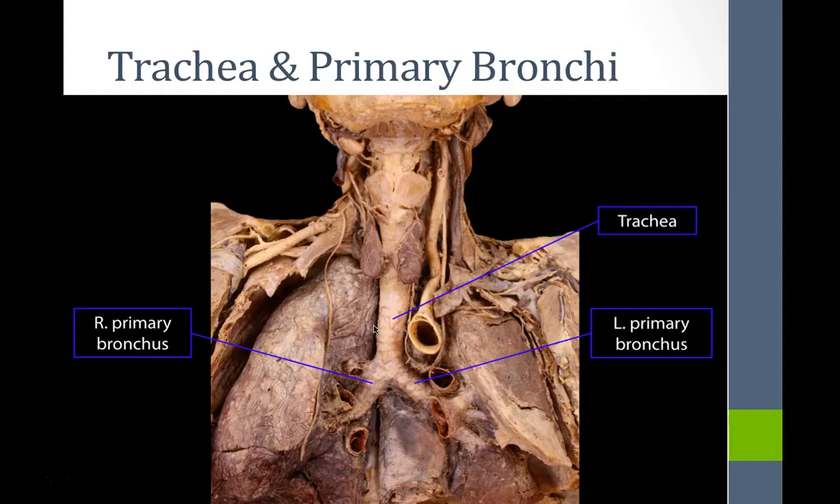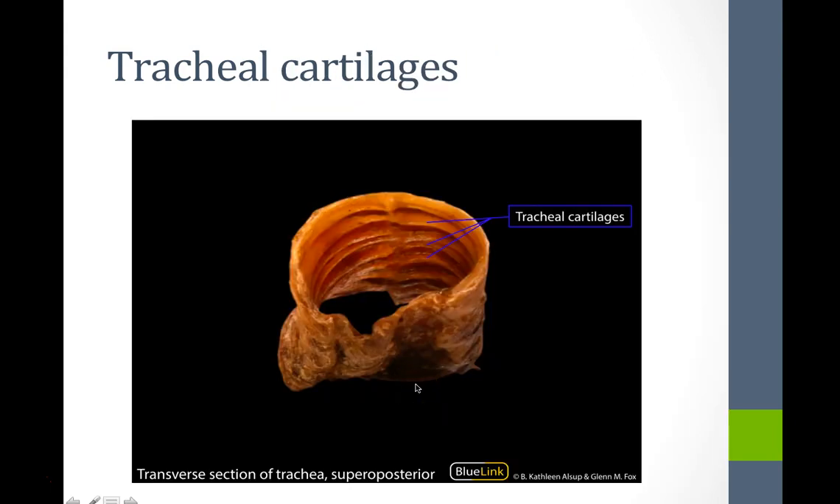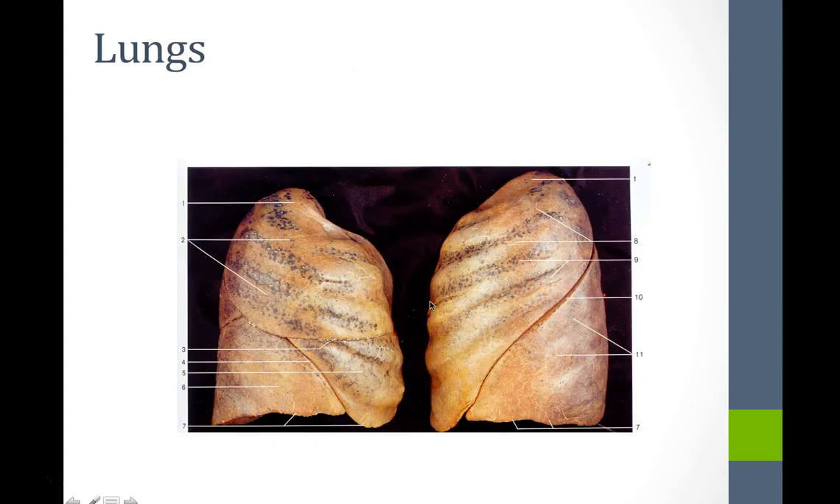Okay, so here are some cadaveric images of those structures. Here is our trachea continuing on down. Here's our right primary bronchus and our left primary bronchus. And I just wanted to show you those C-shaped hyaline cartilages of the trachea. So you could see the C shape right back in here. And this would be our trachealis muscle connecting the two sides together.